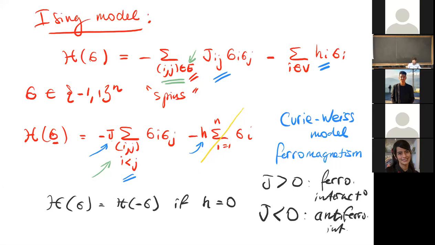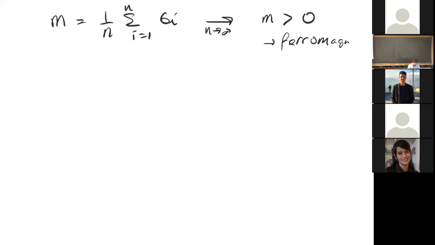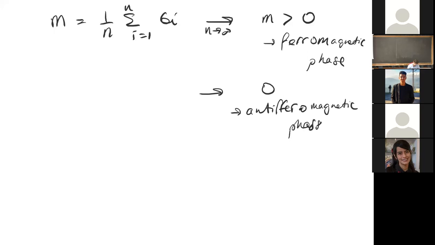So you see that by changing this J, you can go from a phase where you will have many spins that align, which will be described by their magnetization. If you define the magnetization, in the limit when n is very large, and m is positive, then you are in the ferromagnetic phase. You have a global ordering of the spins. If instead it goes to 0, you are in the anti-ferromagnetic phase. And in between, something must happen. And when something happens in a complex system, it is a phase transition.